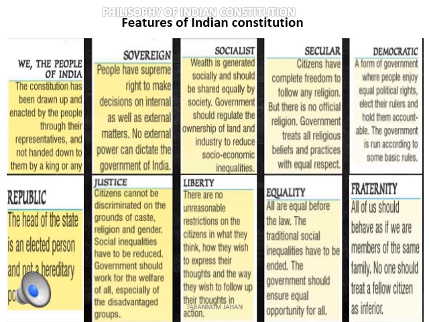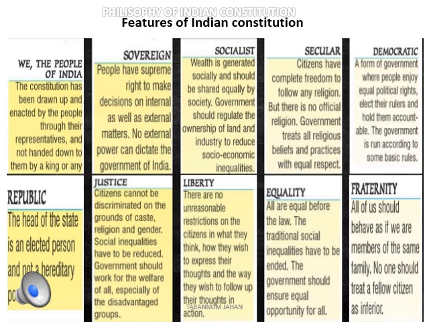Then the next is socialist. Wealth is generated socially and should be shared equally by the society. Government should regulate the ownership of the land and industry to reduce the social and economic inequality. Then comes secular. Secular is nothing but the citizens have complete freedom to follow any religion, but there is no official religion in any of the states. Government treats all religions, beliefs and practices with equal respect.